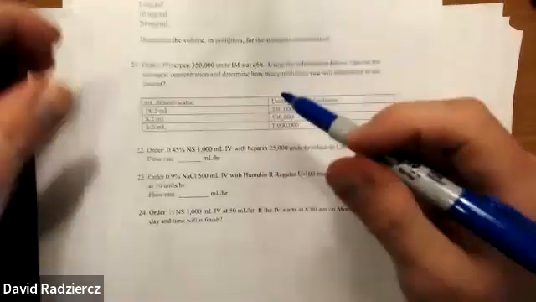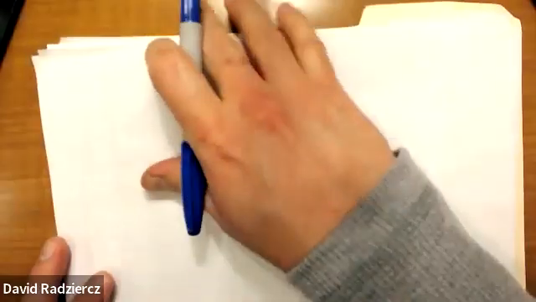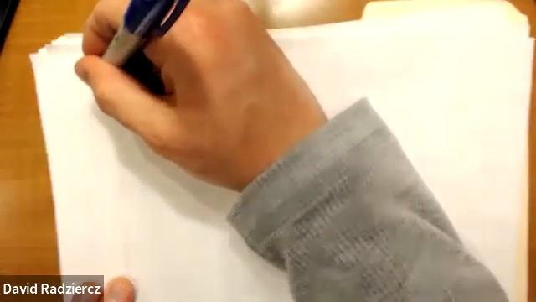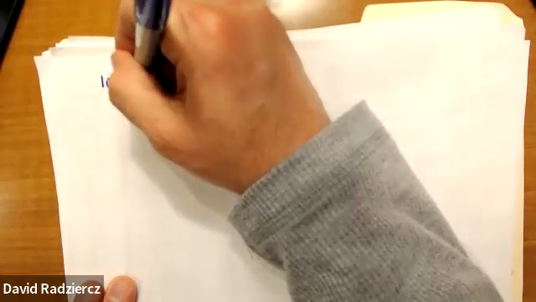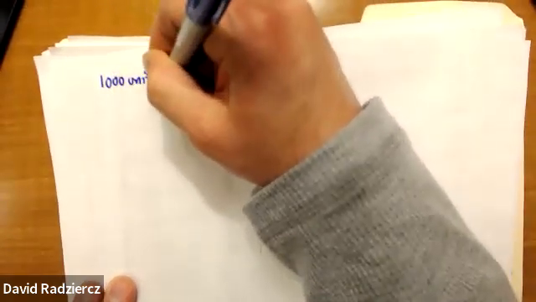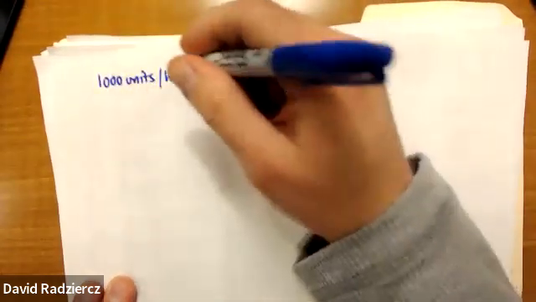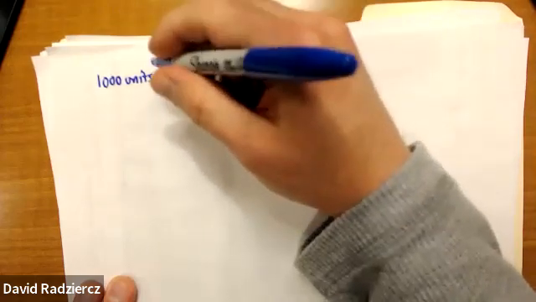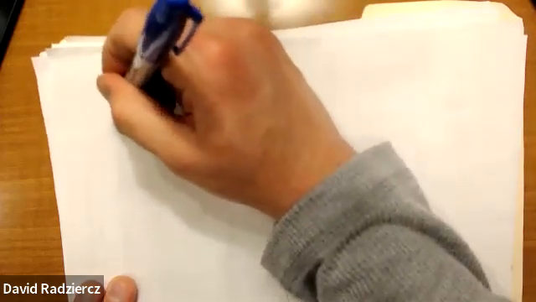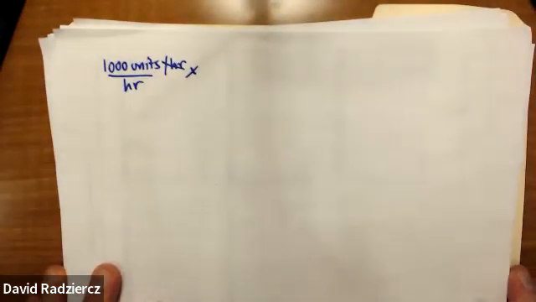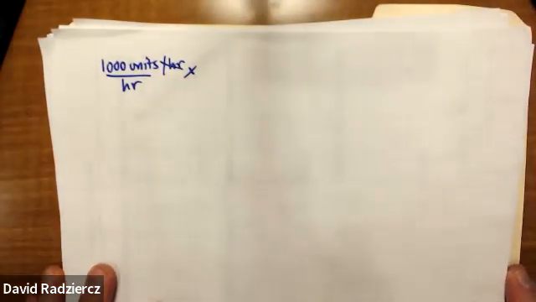Okay, so for this question, I'm going to take the infusion rate at 1,000 units per hour. That's fine. I meant to put this over here. And I don't want units per hour. I want milliliters per hour.